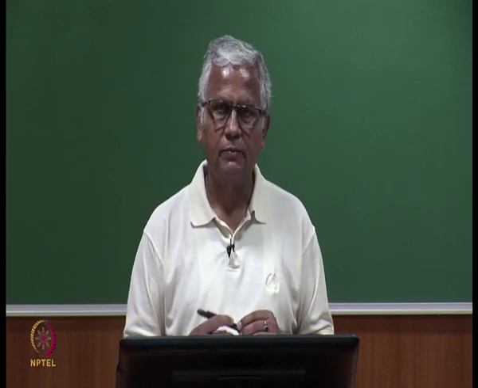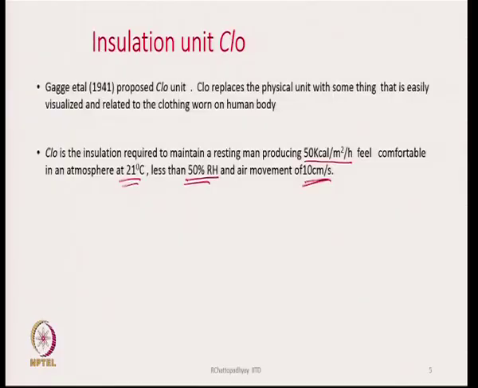So, this is a kind of subjective assessment, that a person feels comfortable. If I ask the person to stay in such an environment where the atmosphere temperature is 21 degree centigrade, relative humidity is less than 50%, and the air movement is very, very low, what is the minimum clothing that he needs, provided he is himself producing 50 kilocalorie per meter square per hour of heat? He should feel comfortable. So, that much clothing material is called one CLO.